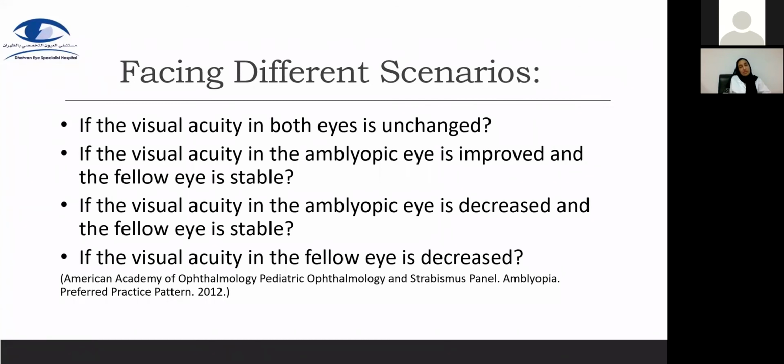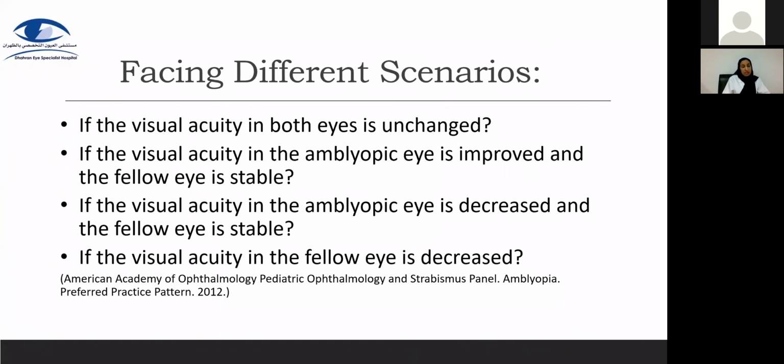In this situation, I would consider that this patient is having a lower dose than what he's supposed to have, and then I would increase the dose of the treatment that I'm giving, either by increasing the glasses or by increasing the hours of patching. The other thing, if the visual acuity in the amblyopic eye is improved and the fellow eye did not change, I would consider my treatment as successful, and I would follow the patient up with the same regime.